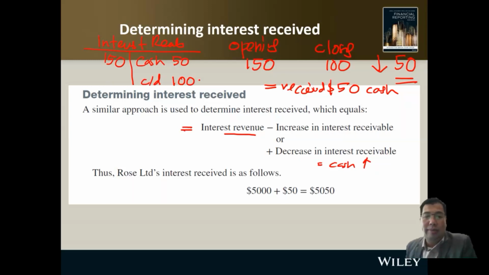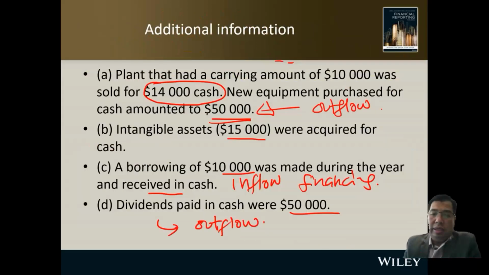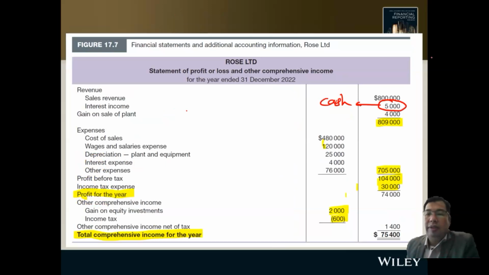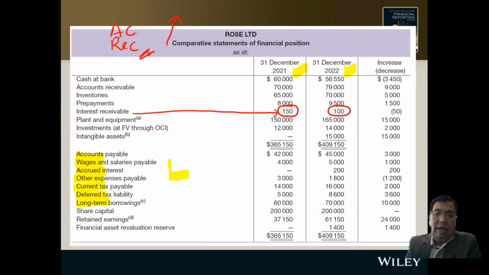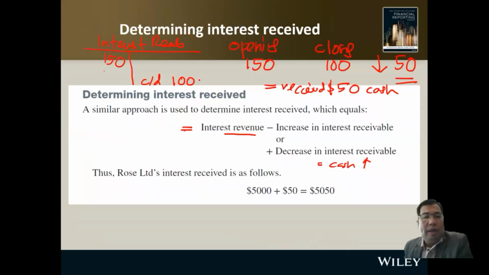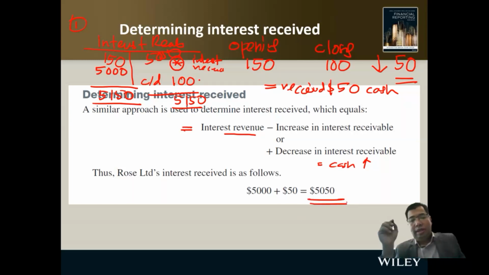Or if you want to use the same method number one as what we explored before this, assume all this interest of 5,000 is not yet received at the beginning. So you debit interest receivable, credit interest income, 5,000. So the balance here will be 5,150. What is the missing number here? This is the interest received. So this is method number one. It's going to be 5,050. That is your interest received.